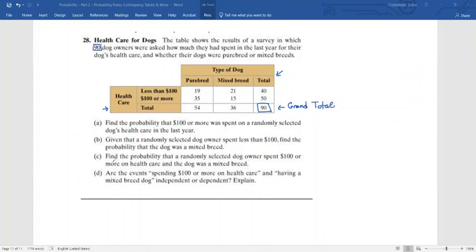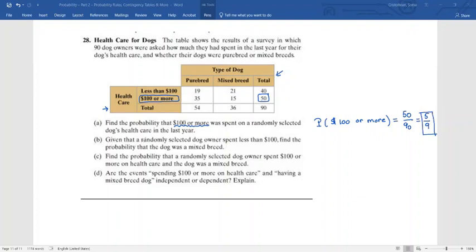So let's answer these questions. First question, find the probability that 100 or more was spent on a randomly selected dog health care in the last year. In order to answer this question, we look at this category, which is 100 or more. And 100 or more is actually corresponding to a partial total of 50 out of the grand total. So the probability of spending 100 or more on a dog is actually 50 divided by 90, which will be 5 out of 9. And this is the answer.